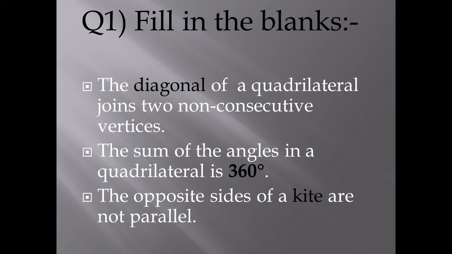The sum of the angles in a quadrilateral is dash. We have discussed it before. The sum of the angles in a quadrilateral is equal to 360 degrees. The opposite sides of a dash are not parallel. In a kite, the opposite sides are not parallel. The adjacent sides are parallel in a kite.